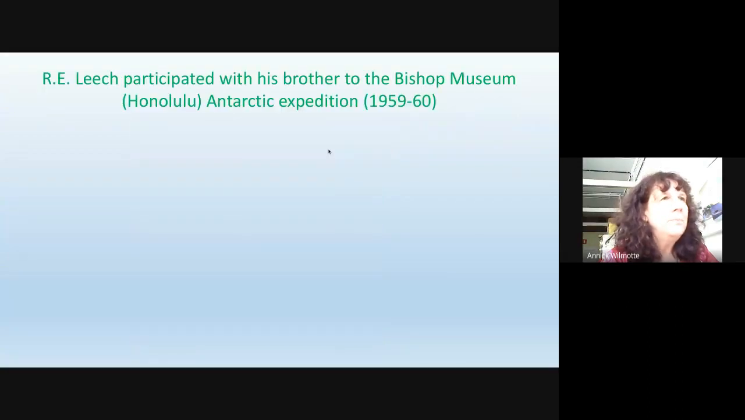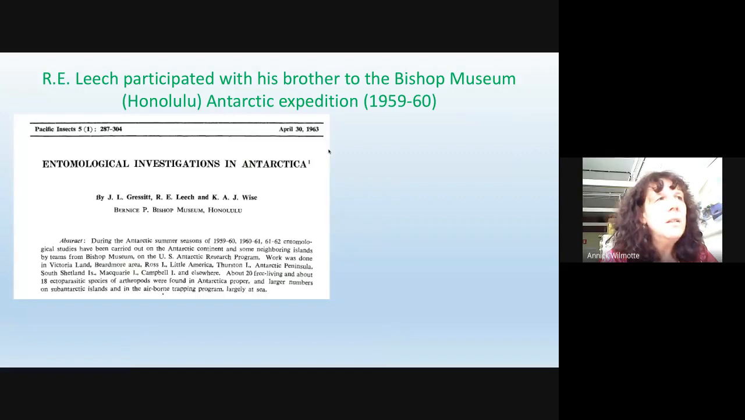Next slide is about the collector. And in fact, I could only find one publication with Cressit, and it's probably due to the fact that it might have been a student who came with his brother to the Bishop Museum Antarctic expedition of 59-60. The Bishop Museum is situated in Honolulu, and they did quite a lot of investigation, especially for insects, and the Cressit line is coming from this Cressit researcher.